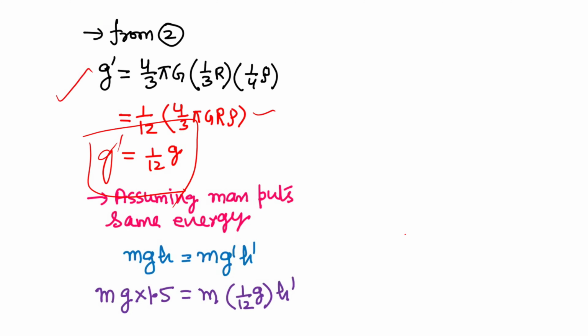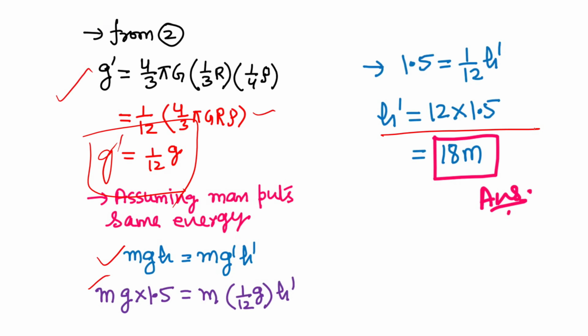Okay, so assuming the man puts the same energy, then mgh, that is the potential energy, would be equal in both the cases. So mgh is equal to mg dash h dash. So putting the values, the mass of the man remains the same, and g, g dash and h values are placed. So finally, you can say h dash is equal to 12 into 1.5, that is 18 meter. The final answer is 18 meter.